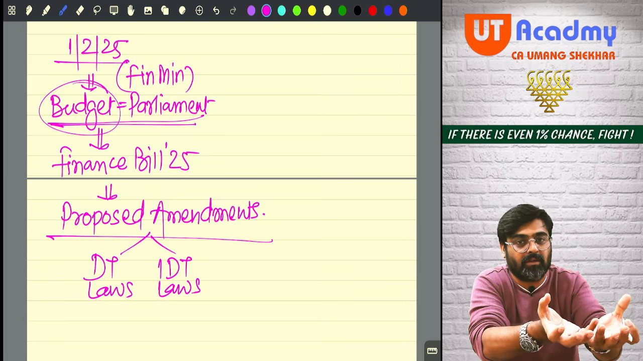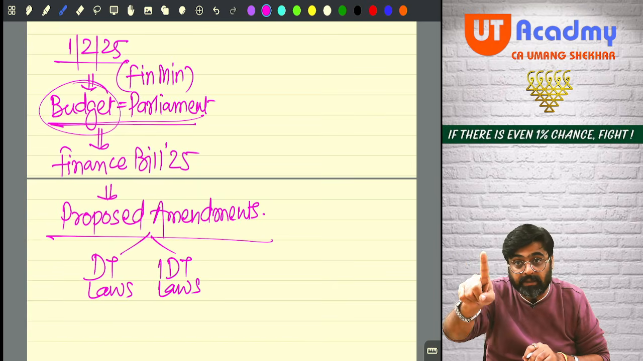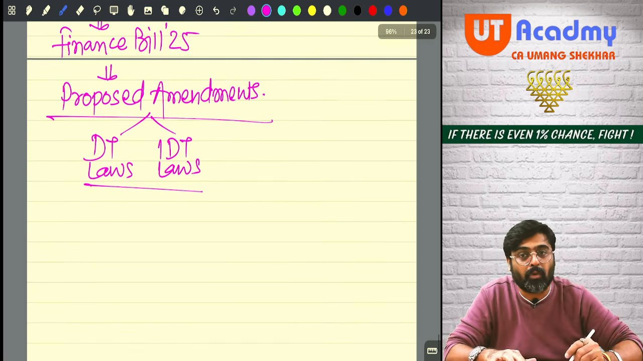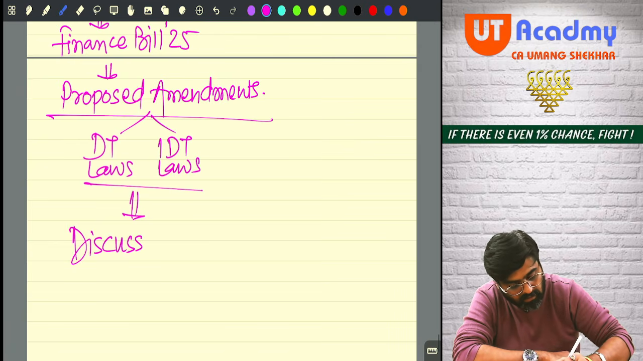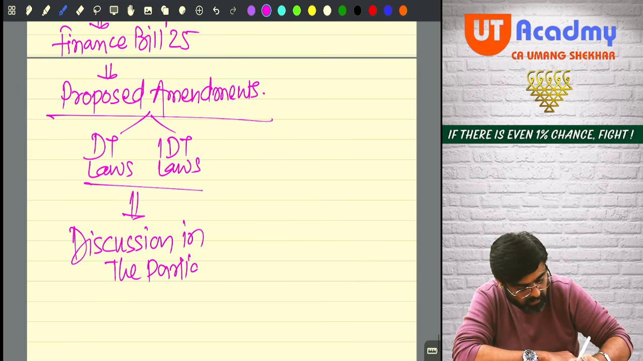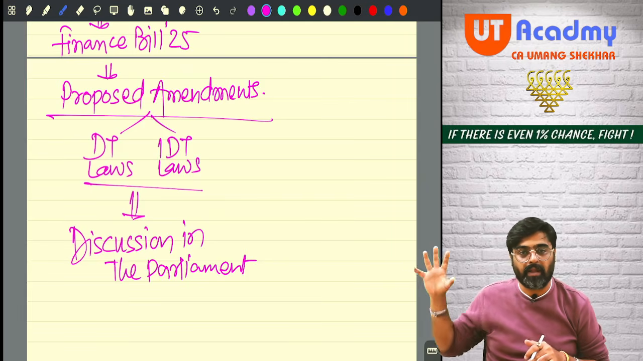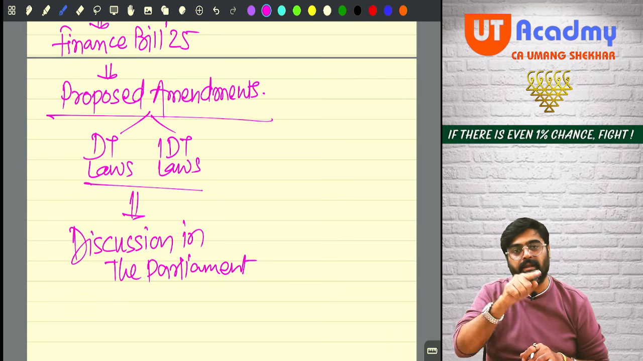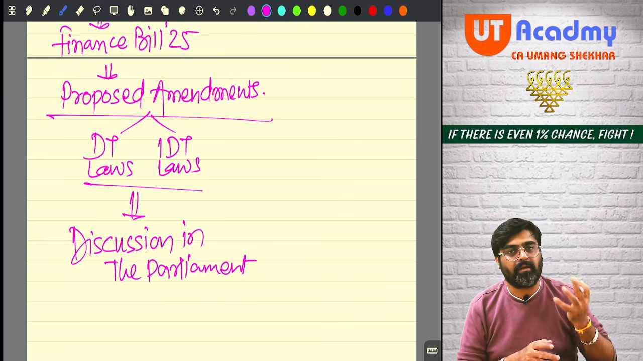Getting my point? So the government will propose, and proposed changes are there in the bill. Now this bill will contain the changes, proposed amendments in both the laws. Now on these proposals, there will be what? Discussion. Discussion in the parliament. Parliament, all the members in the parliament, they will see, okay, the government who is running the country is saying that these changes are to be brought. Whether these changes are okay or not, let us have a discussion.